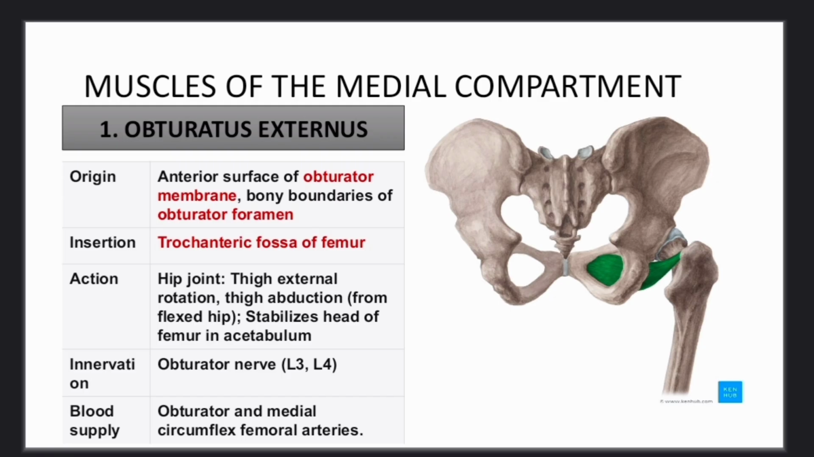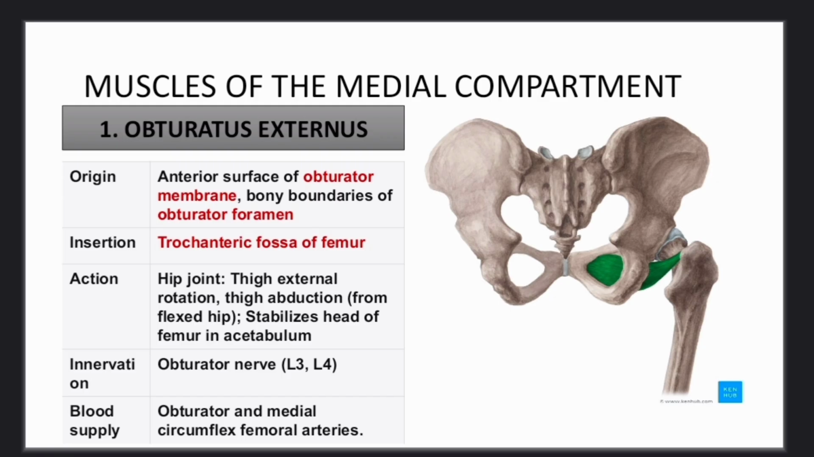So let's get started. First muscle is obturator externus. Its origin: it arises from the anterior surface of the obturator membrane and the bony margins of the obturator foramen. So the name itself gives a clue. Obturator externus originates from the obturator membrane and obturator foramen, making it easier to remember. Then insertion: it inserts into the trochanteric fossa of the femur.